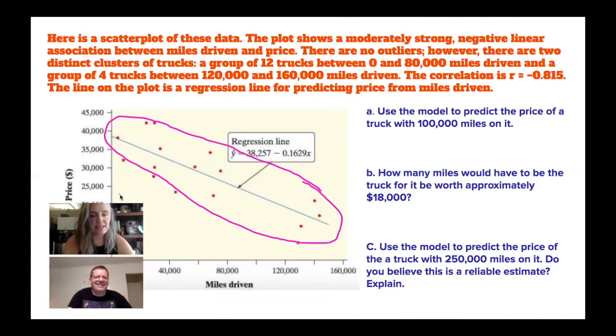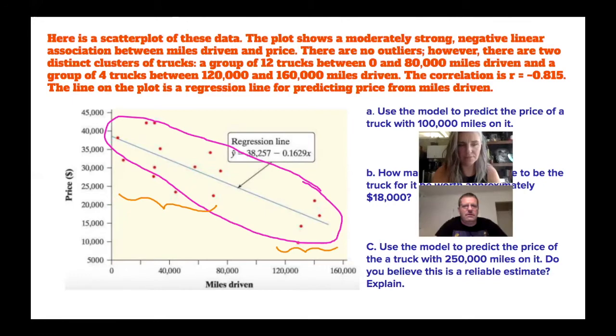Okay, so you can see that first cluster of data here and that second cluster of data here. So really quick, so that we're having this discussion, what is the slope on this line, Mr. Bobby? It would be negative 0.1629, the number in front of the X. And what do we think the units on that slope are? That would be price per mile.